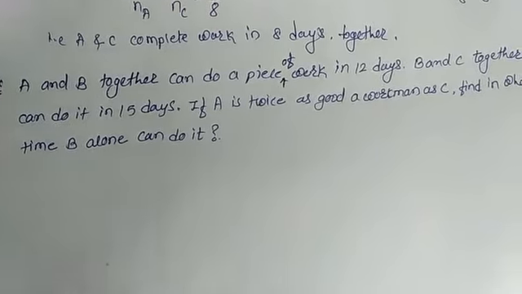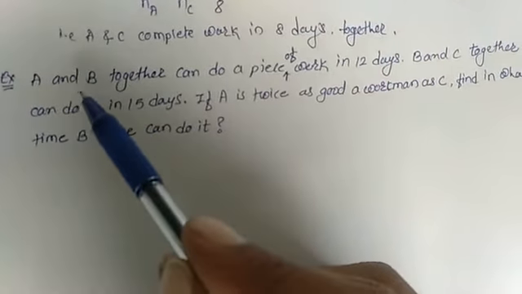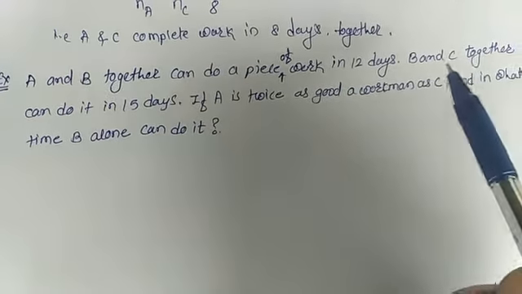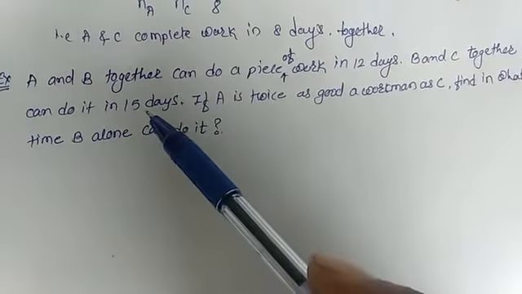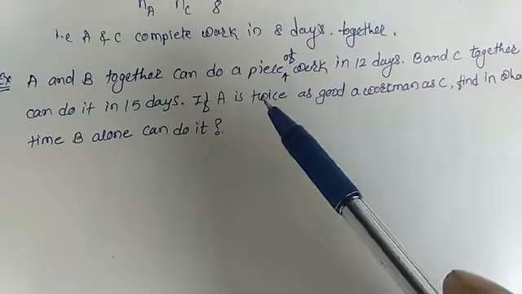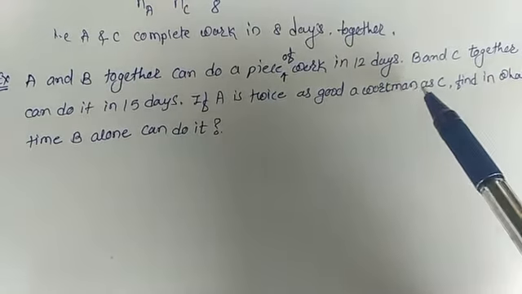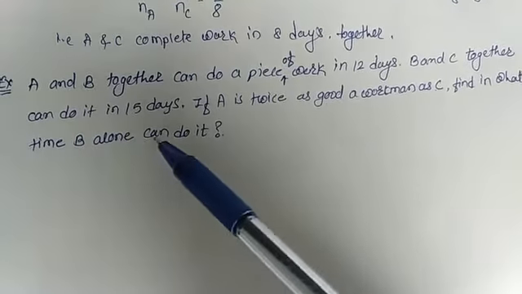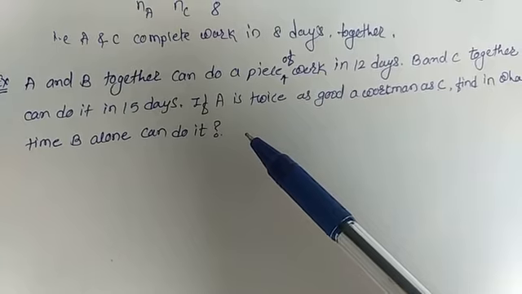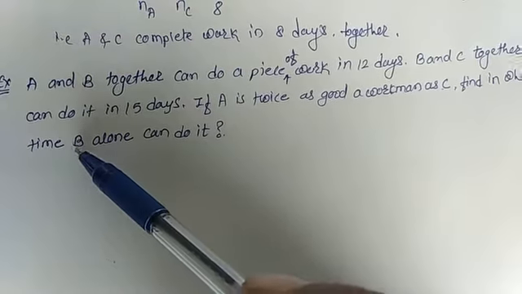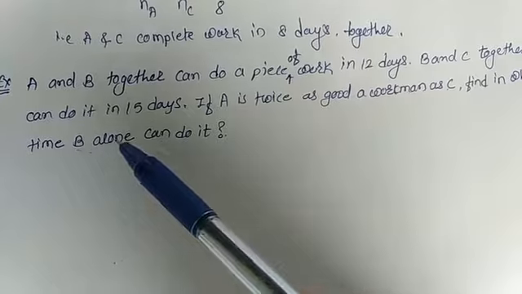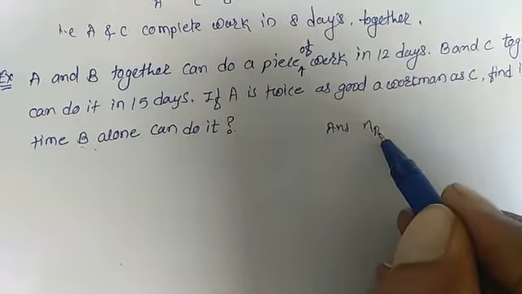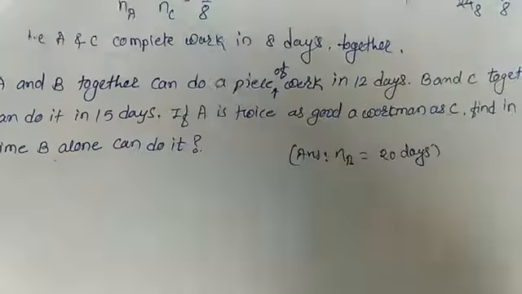So now this example is for your homework. A and B together can do a piece of work in 12 days. B and C together can do it in 15 days. If A is twice as good a workman as C, find in what time B alone can do it. So we have to find n to the base B. I will give you the answer: n to the base B is equal to 20 days.